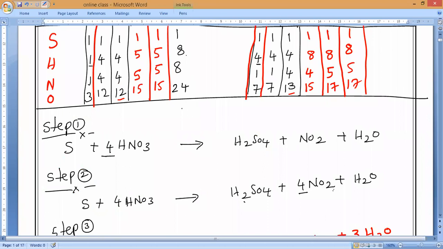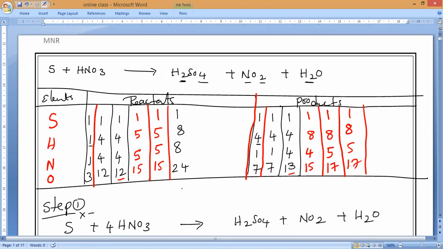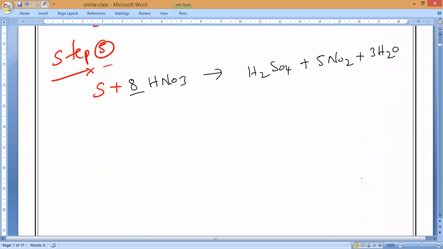So I tried to balance hydrogen, but again what becomes imbalanced? Nitrogen and oxygen. Yes or no, guys? I am already tired. When we notice it, every time I try to change one thing, another thing keeps on changing. Yes or no, guys? Please respond. So next step, what is the possibility? Anybody can tell me? Reactant side no change, 1, 8, 8. Product side 1, 8. Nitrogen I can change. So 5 I can replace with 8.